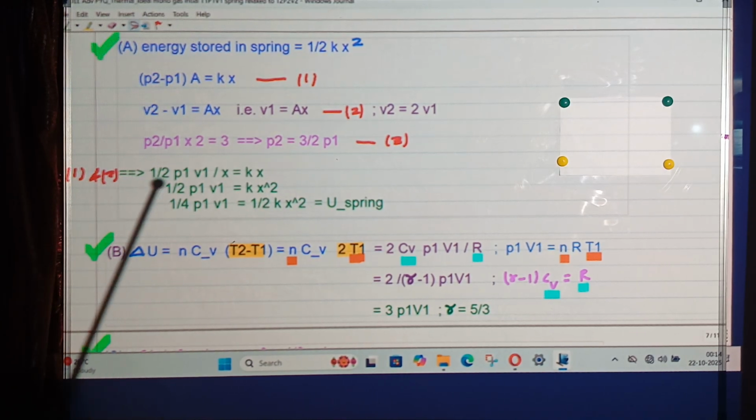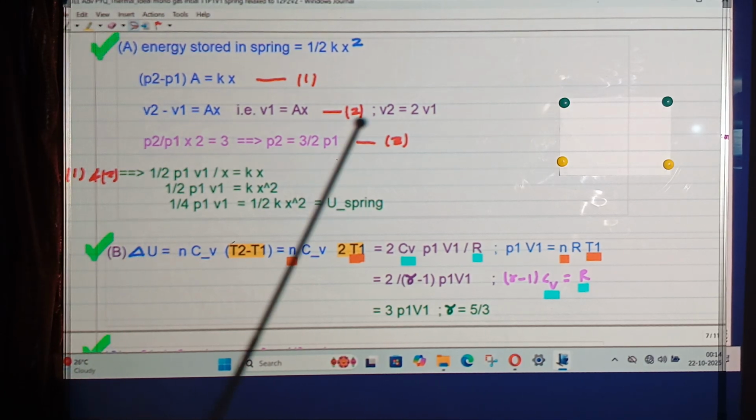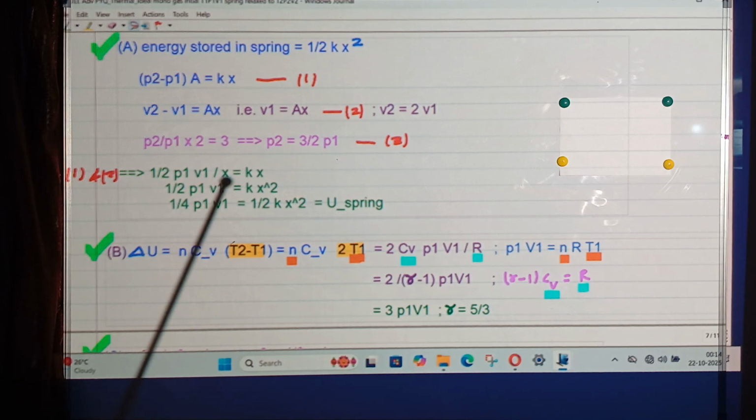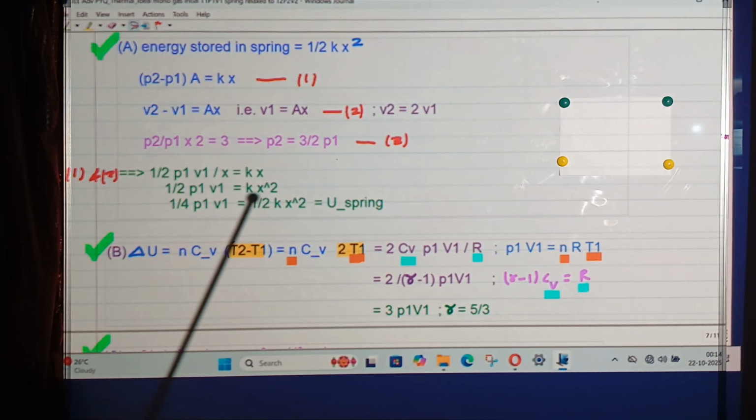So P2 minus P1 is half P1 into A. A is V2 minus V1 by x. V2 minus V1 is V1. So it's V1 by x equal to k into x. So if I take x to the other side, I'll get kx square. And then to get half kx square, divide by 2 on both sides. So half kx square will come out to be 1/4 P1V1. So option A is true.